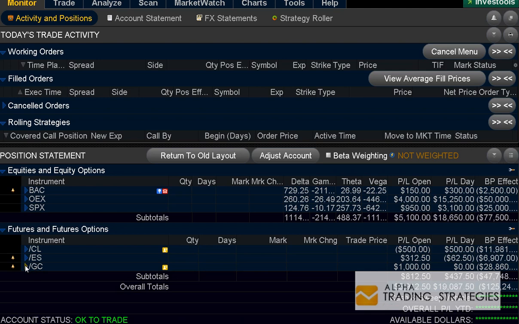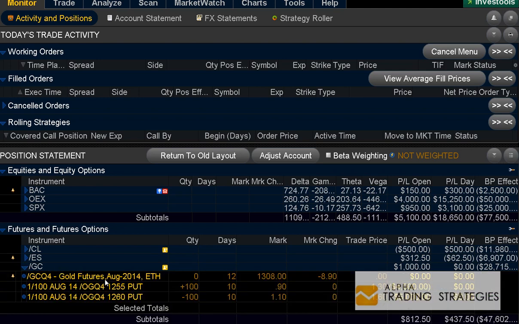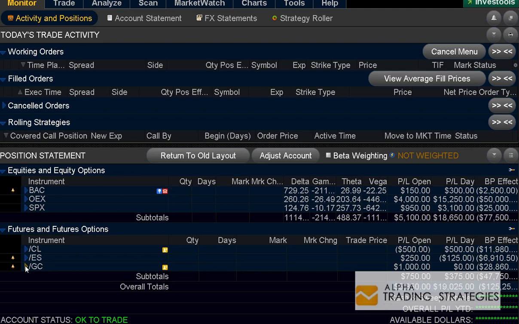And gold right now is a no-brainer. We sold the 1260, 1255 puts. Anything above 1260, we are golden. Okay, so this is where we're at right now.